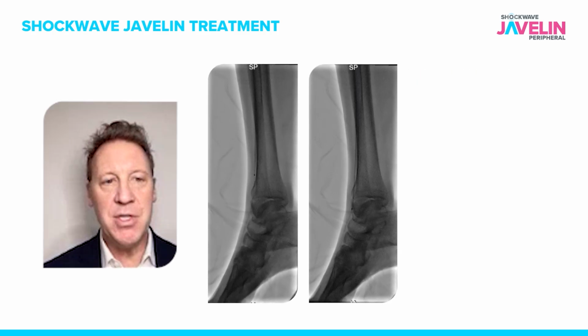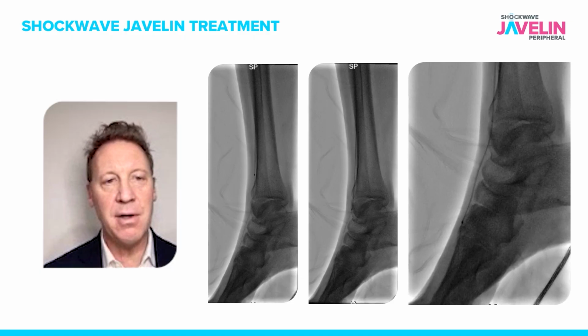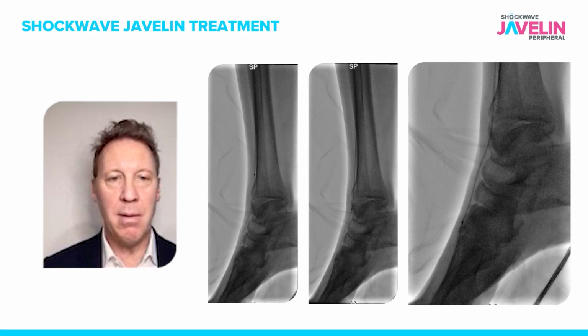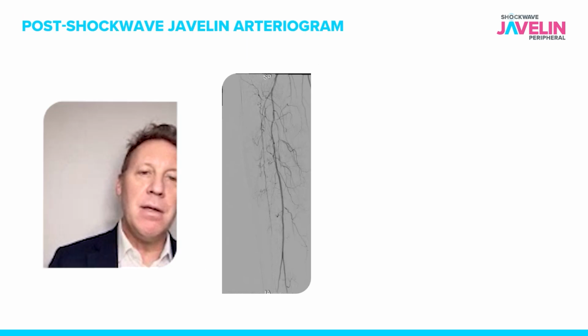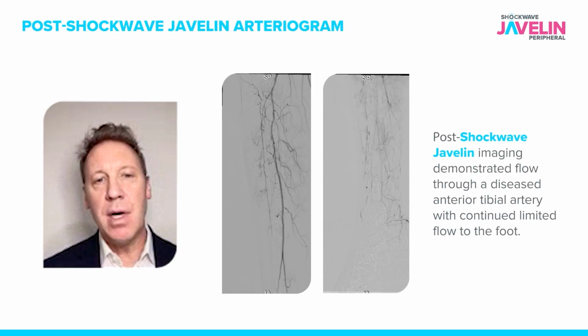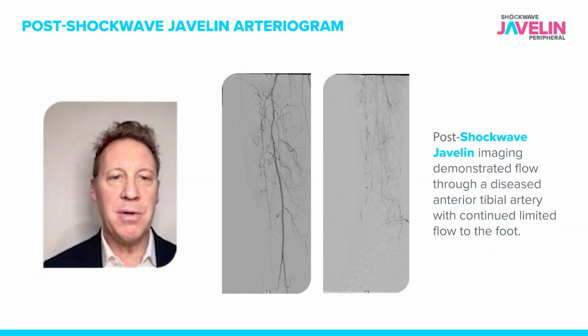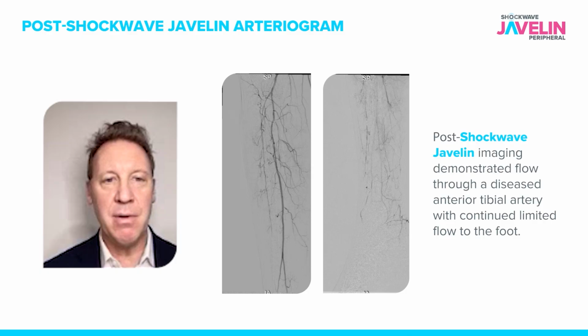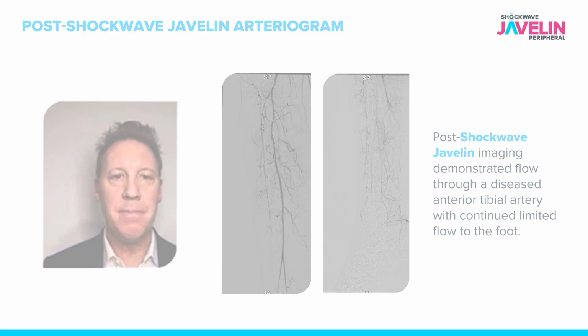As you can see from the images here, we were able to traverse the entire segment of the anterior tibial artery occlusion and advance the catheter well into the foot through the dorsalis pedis artery into the metatarsal segment. The immediate post-Javelin arteriogram demonstrated an established flow lumen with still significant disease, but you can see compared to the pre-treatment arteriogram that there was now a flow lumen through the anterior tibial artery for us to work with.